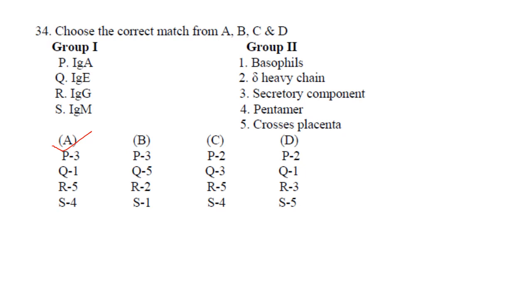Next one. Choose the correct match from A, B, C and D. Group 1, they have given the various immunoglobulins, and group 2, what they act on. So IgA is a secretory component. So P3, so eliminate C and D. Check between A and B. Then IgE is bound to basophil cells and results in histamine release. So IgE is for basophil, Q1. IgG crosses the placenta, and IgM is a pentamer. So option A is correct.